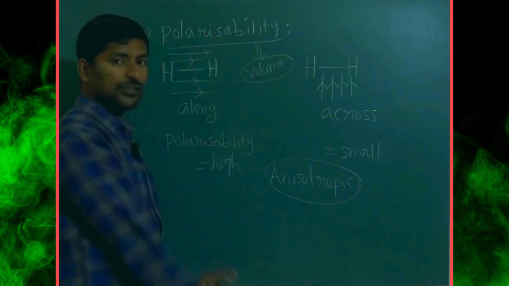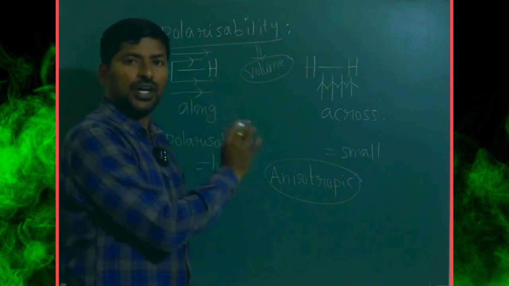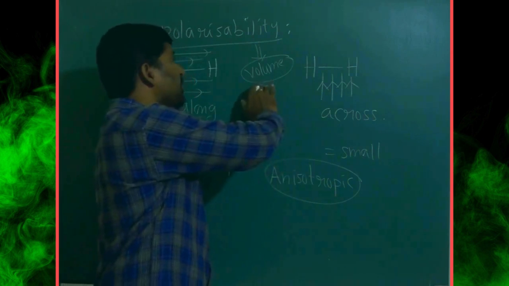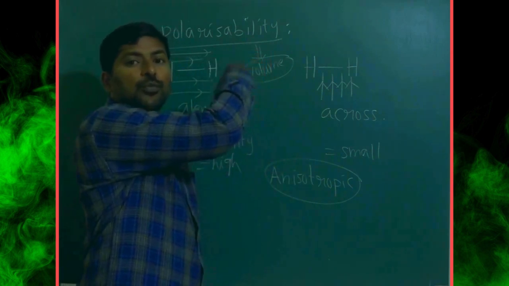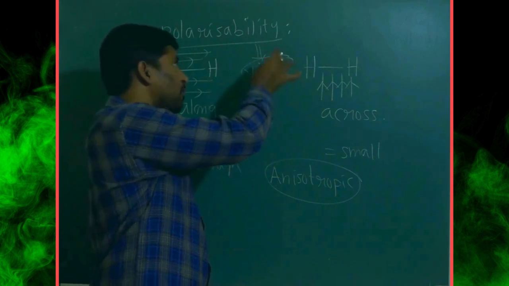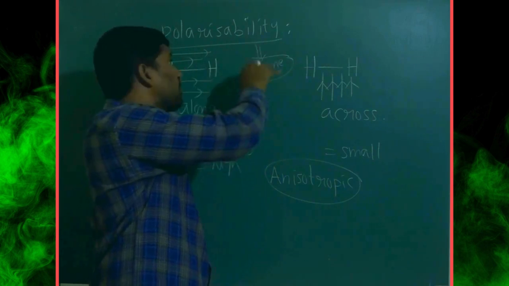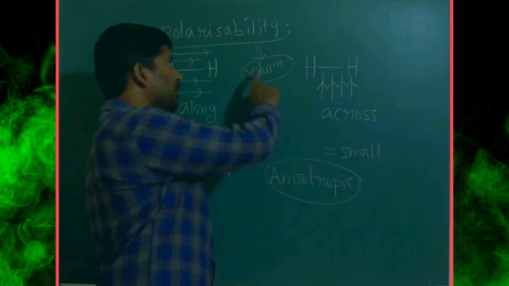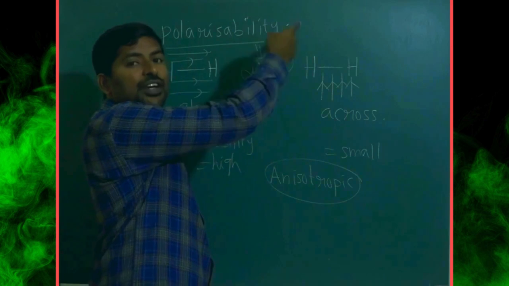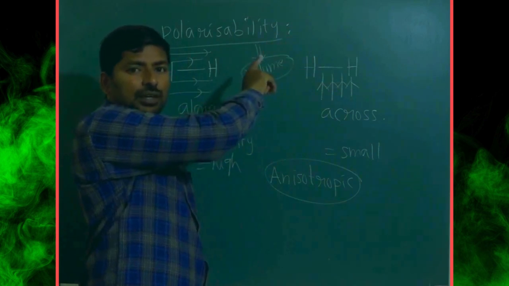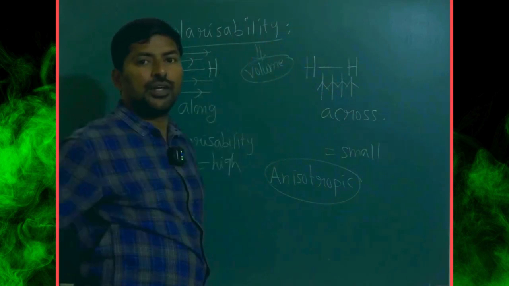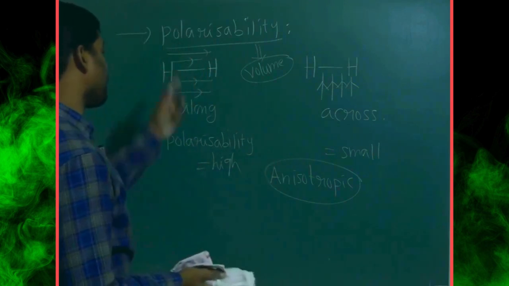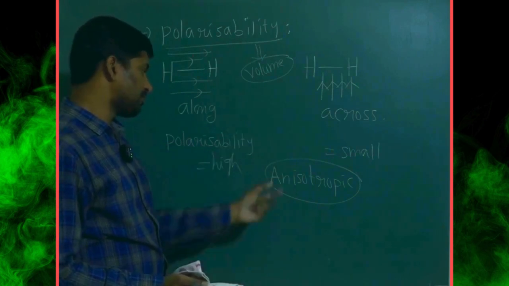More distortion means more change in the volume. Small distortion means small change in the volume. So if more change in the volume is observed, then that molecule is said to be more polarizable. If small distortion, small change in the volume is observed, then such a molecule is said to be less polarizable. More distortion or more change in the volume means more intensity; small change in the volume means a less intense spectral line. So polarizability has the dimension of volume.